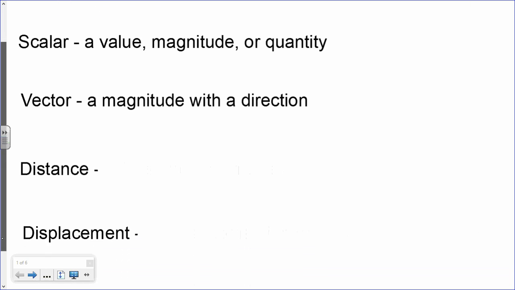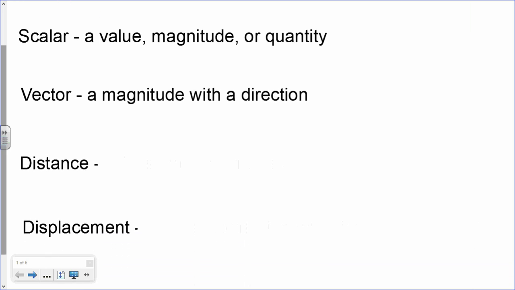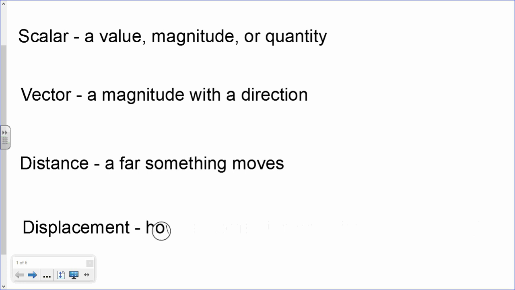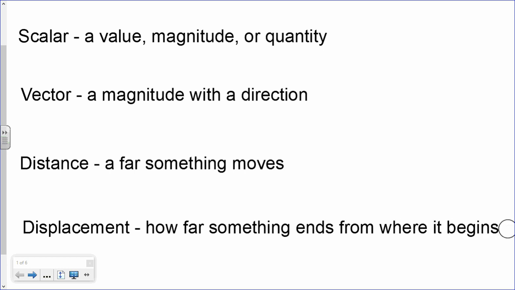A distance is going to be a scalar. A distance is how far something moves. If you remember from your grade school days, you talked about distances being absolute values, or absolute values being distances. That's why we get rid of the sign. Whereas displacement is how far you end compared to where you began, so that can actually have a direction.